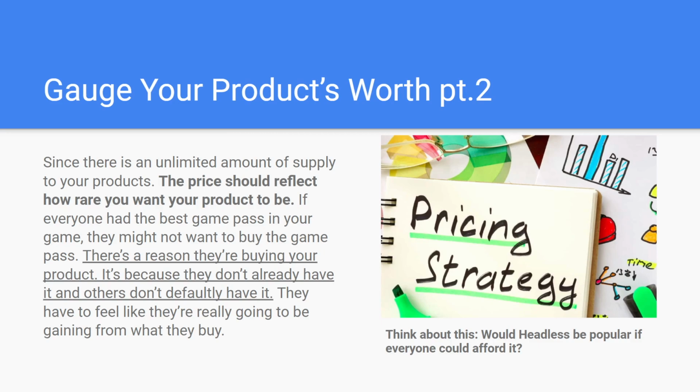Since this is an unlimited amount of supply, the prices should reflect how rare you want your product to be. If everyone has the best Game Pass in your game, they might not want to buy the Game Pass. There's a reason they're buying your product, and it's because they don't already have it and others don't have it by default. They have to feel like they're really going to be gaining from what they buy. For example, if every single person had Headless, would Headless be popular if everyone could afford it? I believe it's around 30,000 or something like that. And if every single person could afford it, do you think it would really be that popular? I personally don't think so.